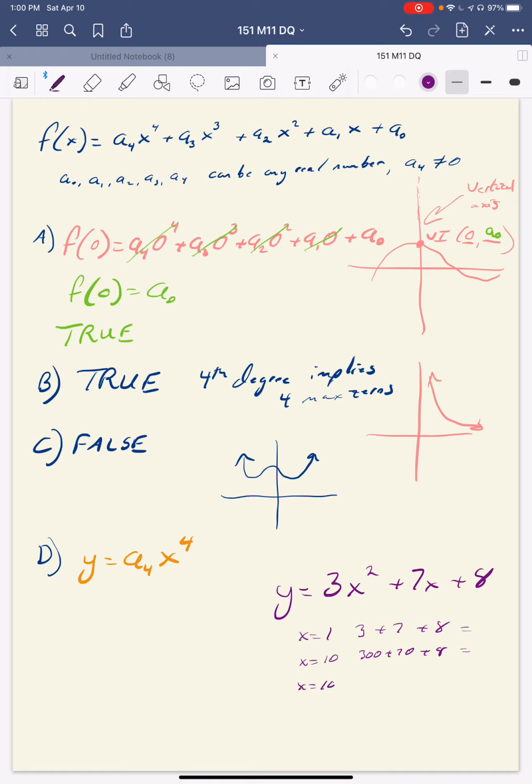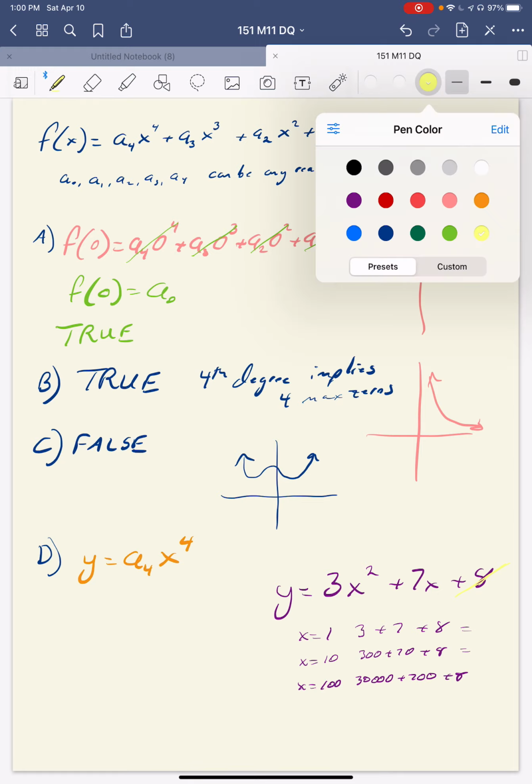What about when x is 100? If I look at 100 squared, I get 10,000. So that would be 30,000 plus 700 plus 8. Now I can see I've got $30,000 in the bank. This 8, I don't even care about anymore. I'm not even going to notice if it's missing. So this term over here starts to become insignificant as x gets larger and larger.